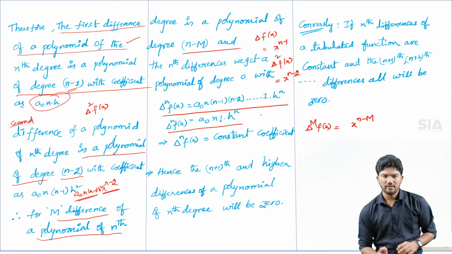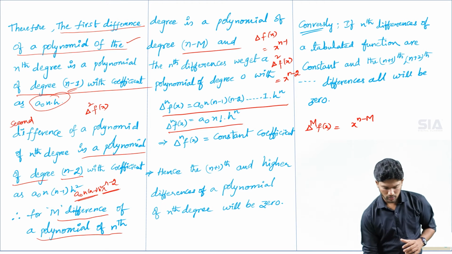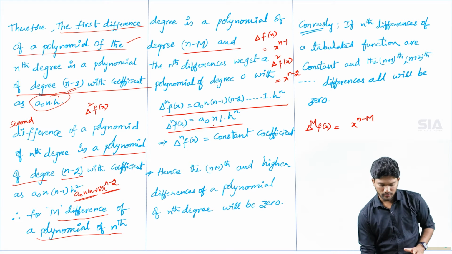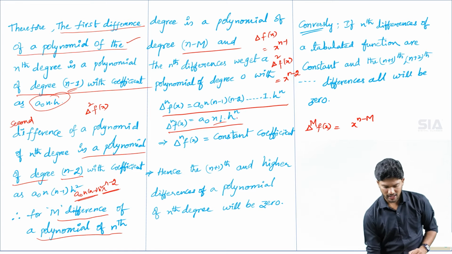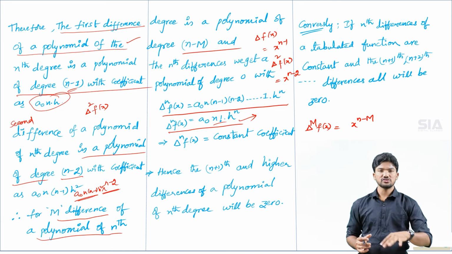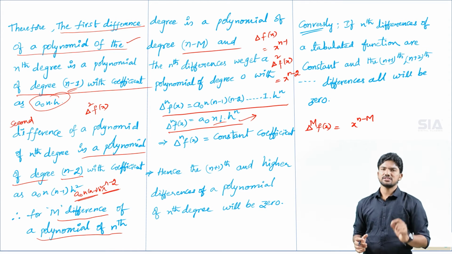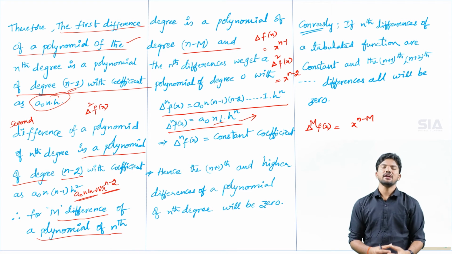Simply you can write that value as delta power n of f of x is equal to a naught into n into n minus 1, n minus 2 and so on, that value you can write as n factorial into the last term h power n. So this is the constant value. Why? Because there is no variable. You know very well a naught is a constant, small n is a constant, n factorial is also constant, and h is the step size, step length, that is also constant. If you substitute all those values, you will get a constant only.